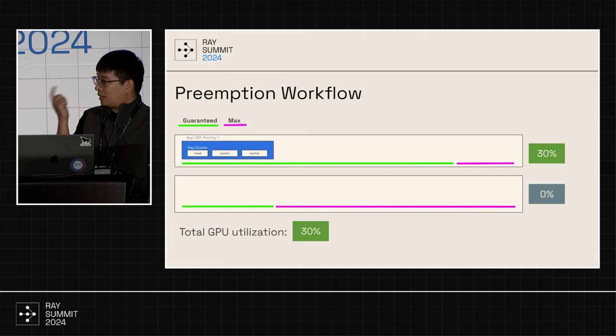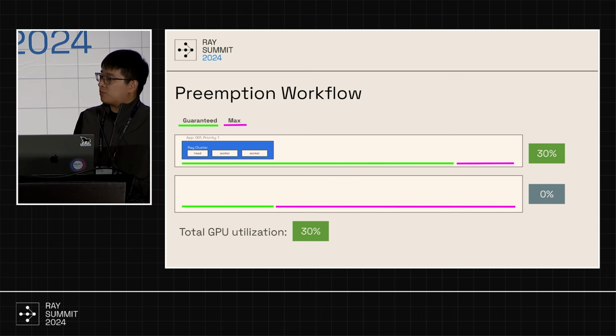The Ray cluster is running in the first queue. It uses 30%. Both queues, we set a max up to the cluster max. But the first queue, we gave 60% of the guaranteed GPUs to, and the second queue only gets 20%, 40%.